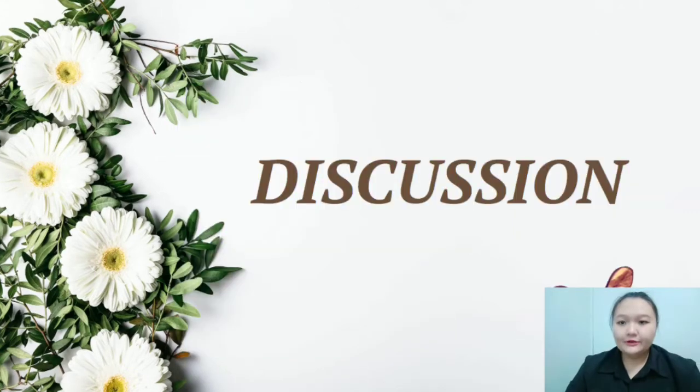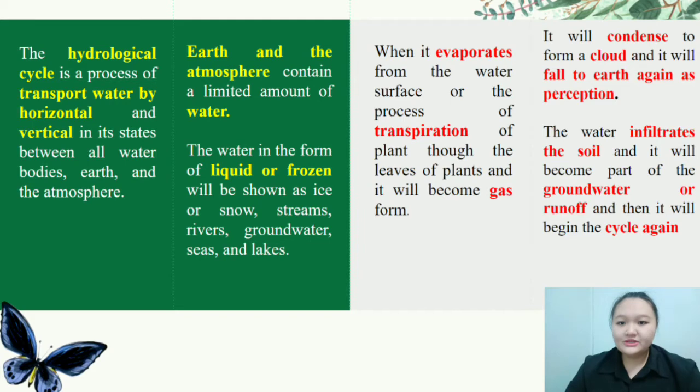I will continue the part of discussions. The hydrology cycle is a process of transporting water horizontally and vertically in its steps between a water body, Earth, and also atmosphere. Earth and atmosphere contain a limited amount of water. The water in the form of liquid or frozen will be shown as ice or snow, stream, river, groundwater, sea, and lake. When it evaporates from the water surface, or through the transpiration of plants through their leaves, it will become gas form. Next, it will condense to form a cloud and it will fall to earth again as precipitation.